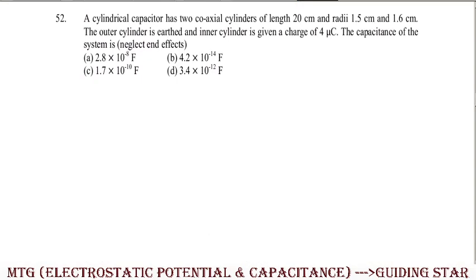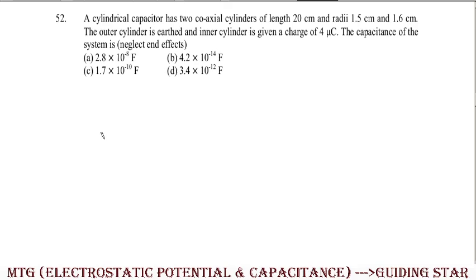Okay, so here in question number 52, a cylindrical capacitor has two coaxial cylinders of length 20 centimeter and radii 1.5 centimeter and 1.66 centimeter. The outer cylinder is earthed and the inner cylinder is given a charge of 4 microcoulomb. The capacitance of the system is.